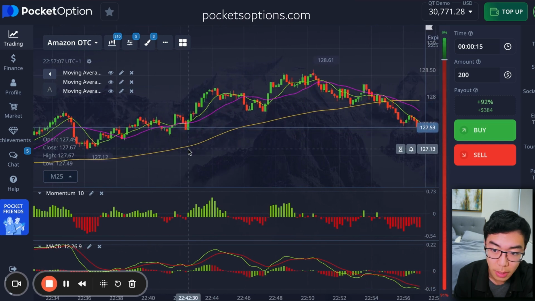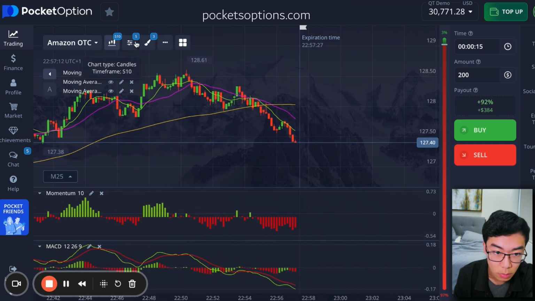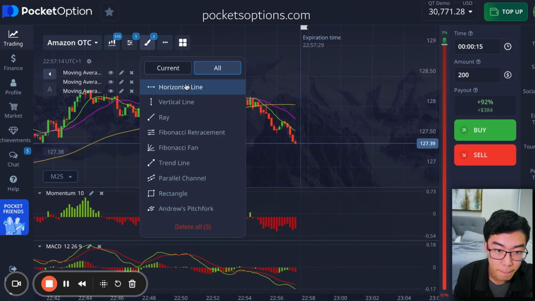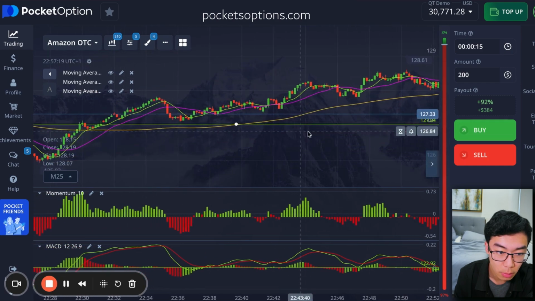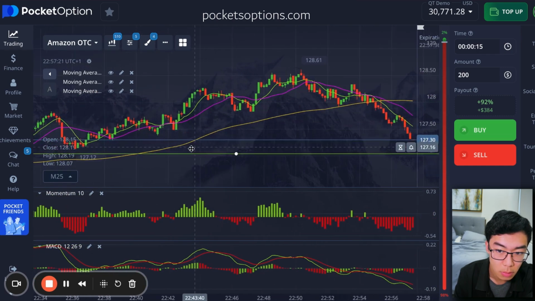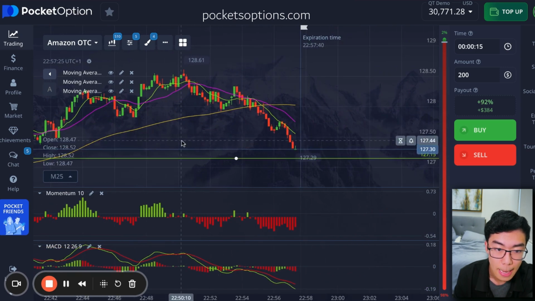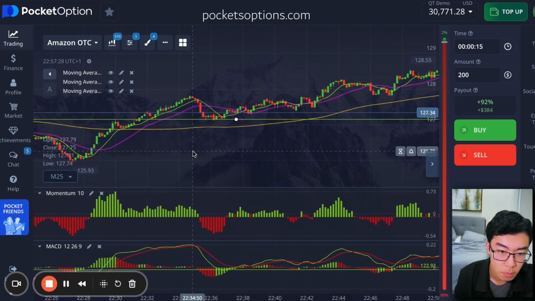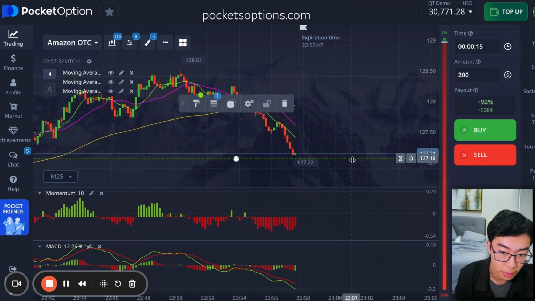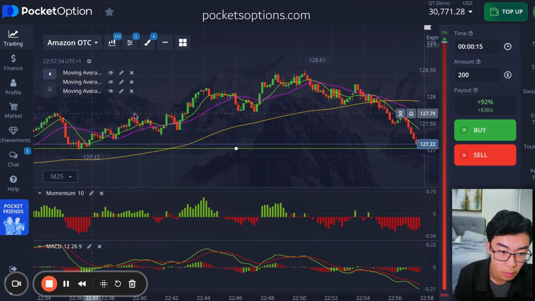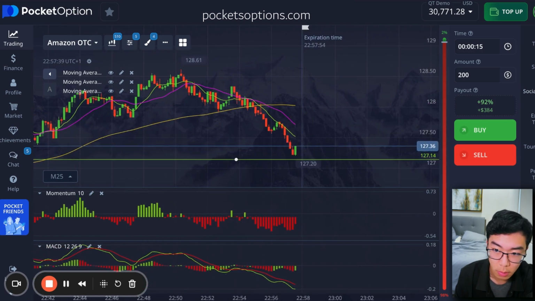Right here, actually could be a pretty decent support. We'll create a horizontal line right around there, I'll say. So not a bad one, but I found the best support. This would be a really good support down here. Right here. So it might go down a little bit more.